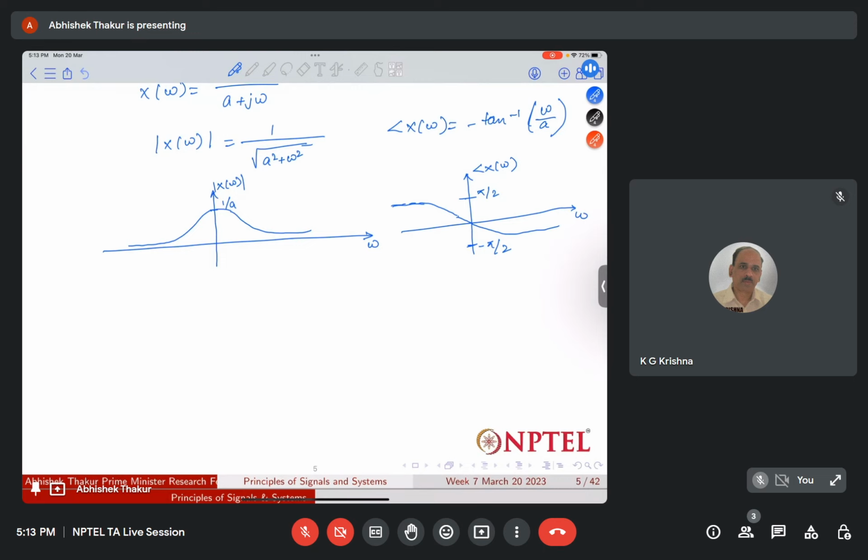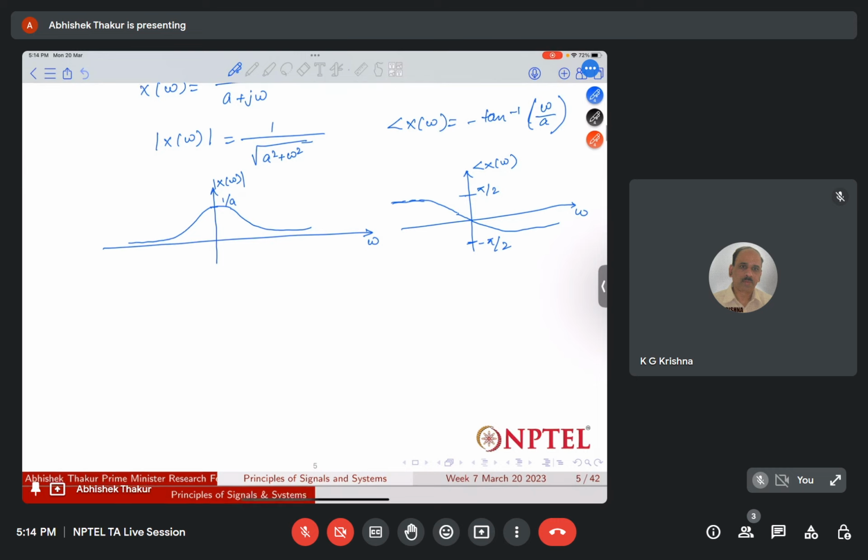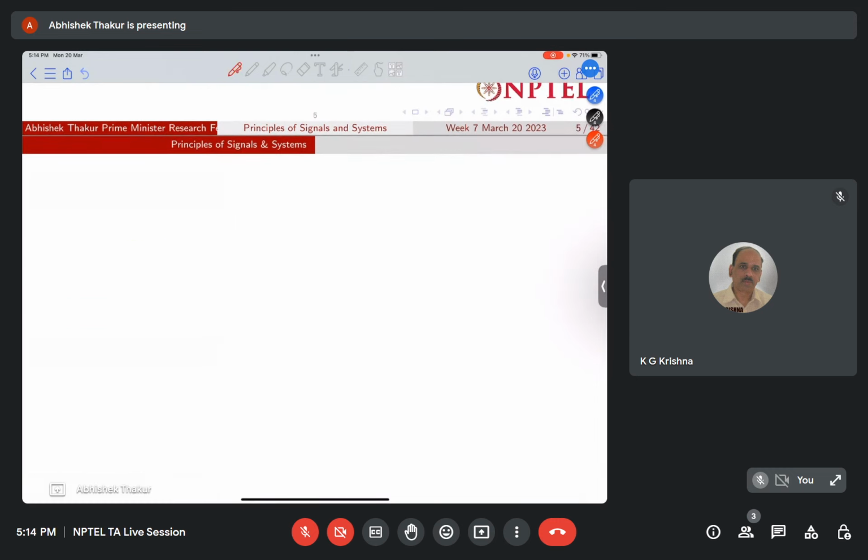So we'll take another question. Let's take one signal this time, the second example. x(t) is equal to e to the power of minus a mod t. In this case, first we have to find the Fourier transform, and also we have to plot the magnitude and the phase spectrum of this signal.